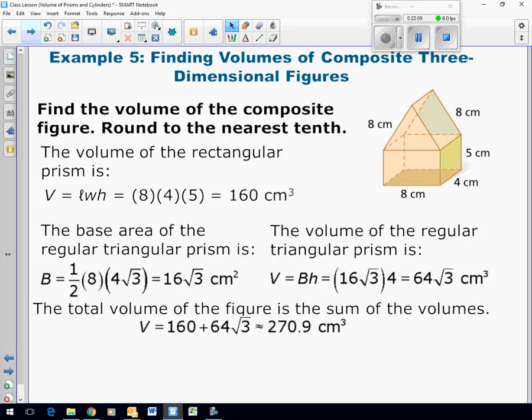If I wanted to know the volume of the composite figure, you take the volume of one figure, you take the volume of the other figure, and just add them together. So when you see composite figure, think about that word composite. You know what composite means? It means a whole collection. Think of it like a collection. You're going to be adding together all of the particular volumes in the figure.